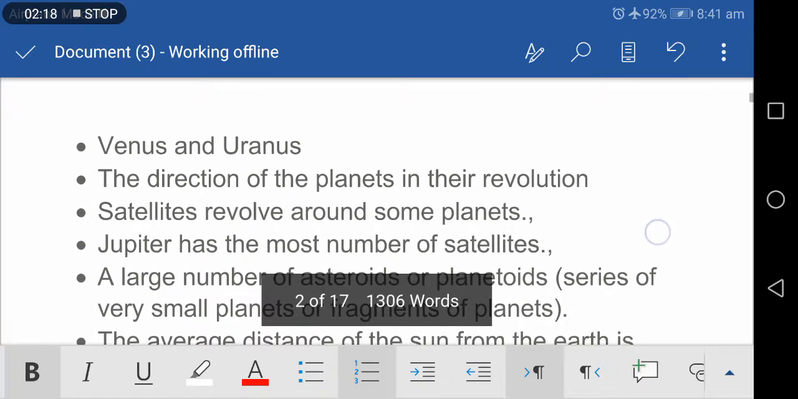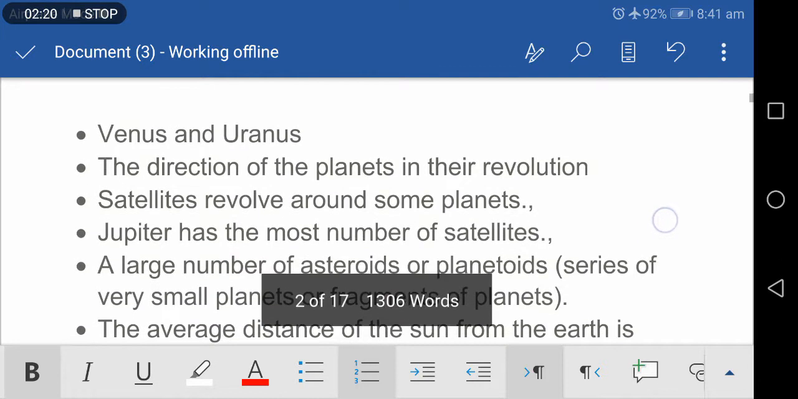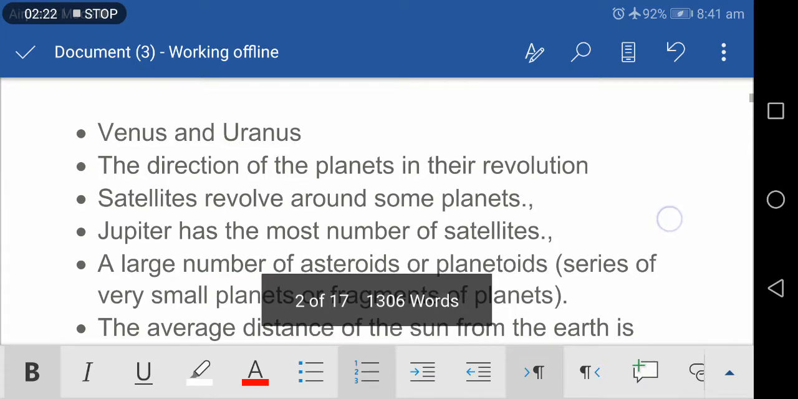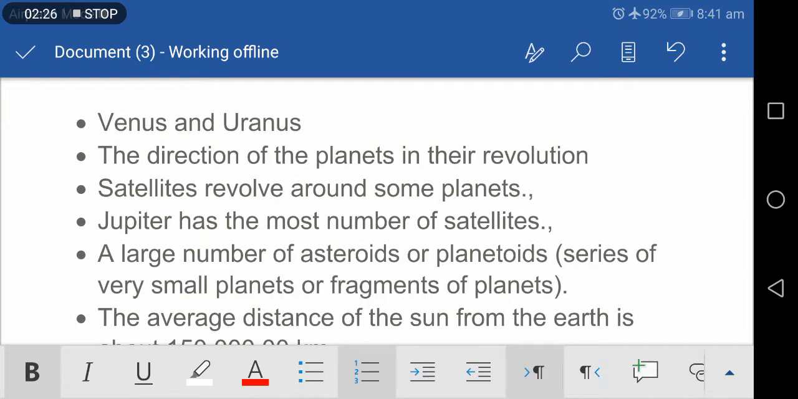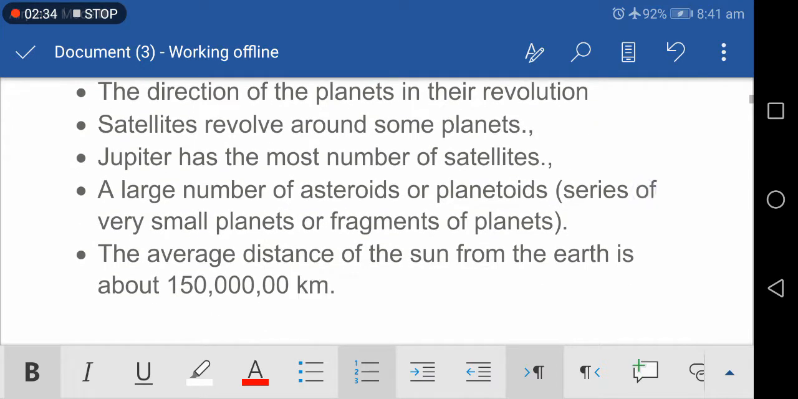And the direction of the planets in their revolution around the Sun is also from west to east. And satellites revolve around some planets. For example, the Moon is a satellite of the Earth.